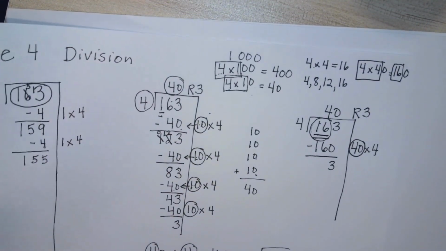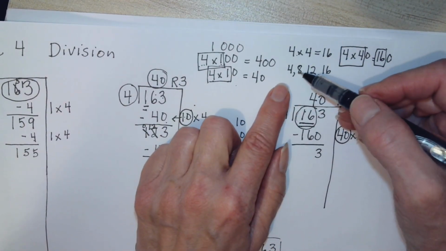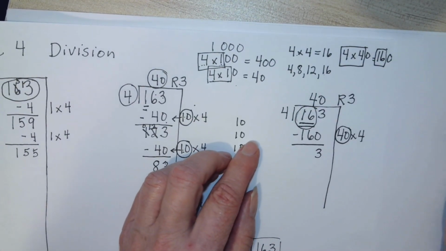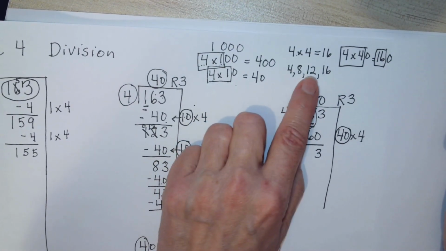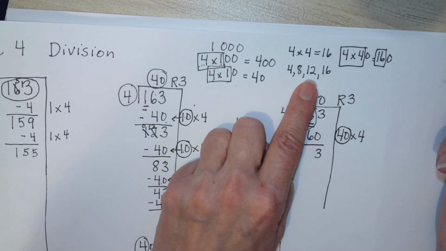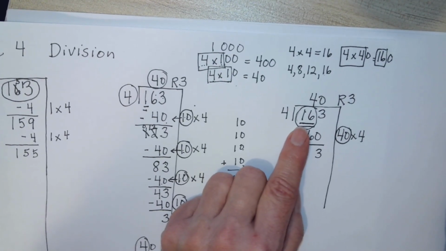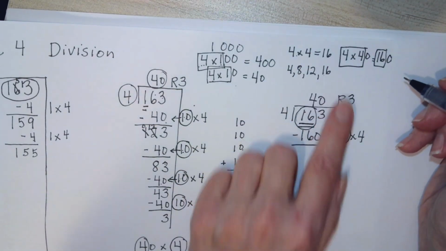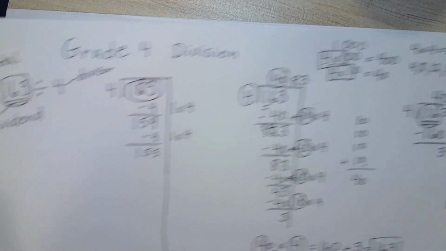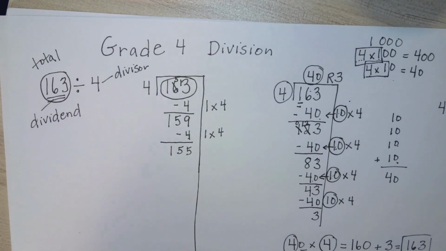And then I shared a trick to make it even faster. If you know your multiplication facts, or if you simply skip count whatever your divisor is until you can come up with a number that you can use by multiplying it by 10, if your dividend is large enough. This all depends on your dividend, but you can get there much faster by doing that. Okay, so that is our first video on just talking about and introducing fourth grade division.